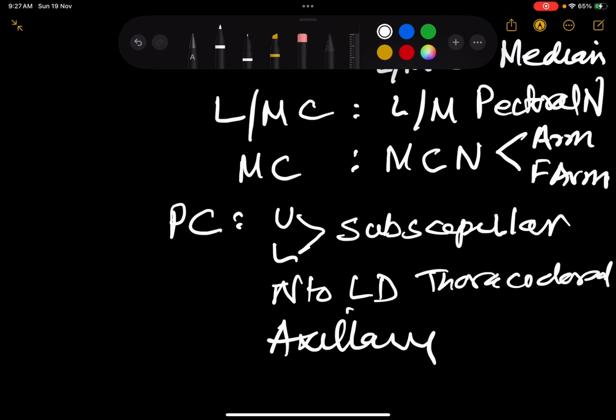So this is the structure of the brachial plexus, which you must remember, because that forms the basis of understanding injuries of the brachial plexus, which is a very important subject.